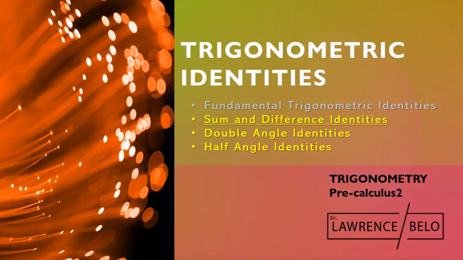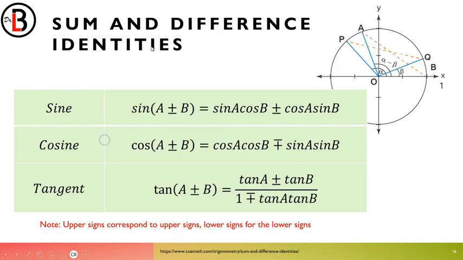Hi, for this video, we will be discussing the sum and difference identities. So for the sum and difference identities, sine of quantity A plus B is equal to sine A cosine B plus cosine A sine B, whereas if it's sine of A minus B, it's going to be sine of A cosine B minus cosine A sine B.